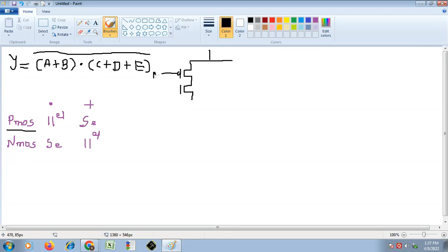This is A, draw this. This is B. Okay, fine. Dot means what? The rest of this term is in parallel to this A and B. So again, in case of PMOS, plus has to be implemented in series, and this entire term is in parallel with this A plus B. So you have to draw like this.